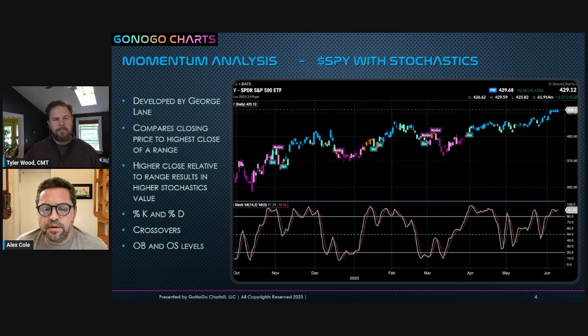Now, along with all of the other indicators that we're going to look at, we're going to see overbought and oversold levels.